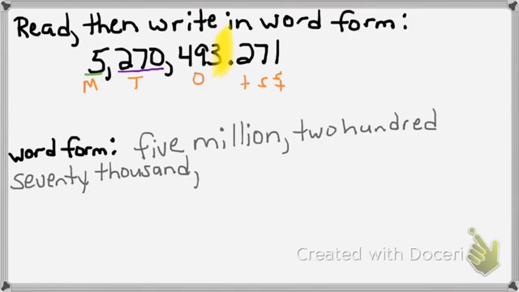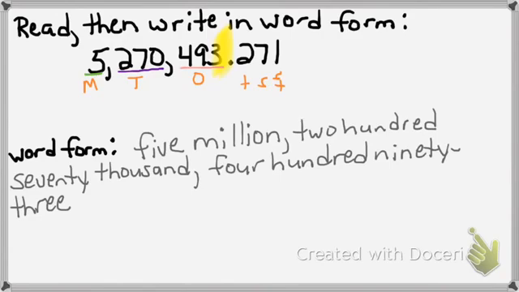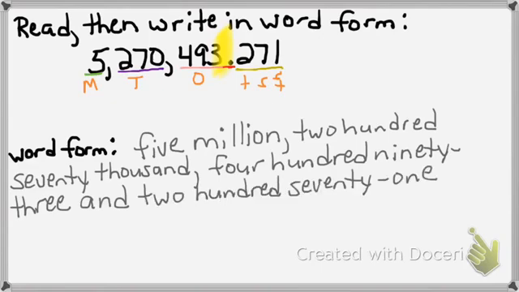I move to the next period, which is 493. I read that as 493. There's no comma, but there is a decimal, and I know that my decimal's name is and. So I write that down. And finally, I move to my last column, which is my decimals column. I read the number exactly as I see it, 271, write it down, and I end reading and writing my decimal number with the name of the final column. That one is in the thousandths column, so I'll write thousandths with my THS.